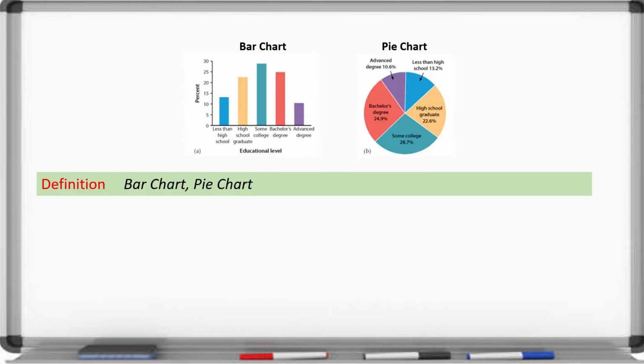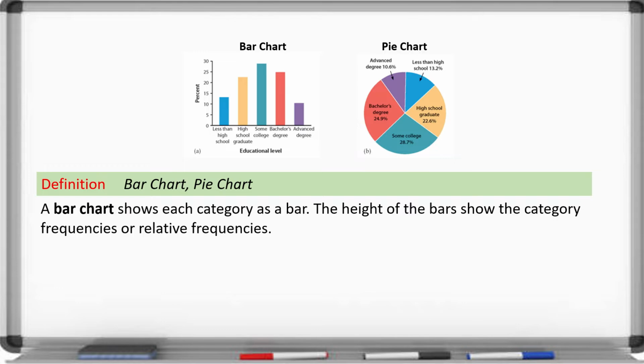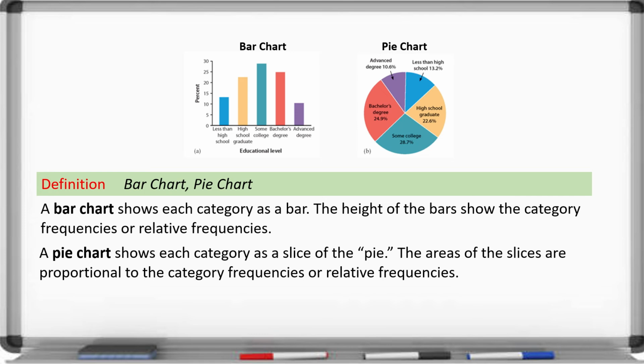So let's look at the definitions for the charts. A bar chart shows each category as a bar. The heights of the bars show the category frequencies or relative frequencies. A pie chart shows each category as a slice of the pie, and the areas of the slices are proportional to the category frequencies or the relative frequencies. We generally use relative frequencies or percents when we're dealing with pie charts.